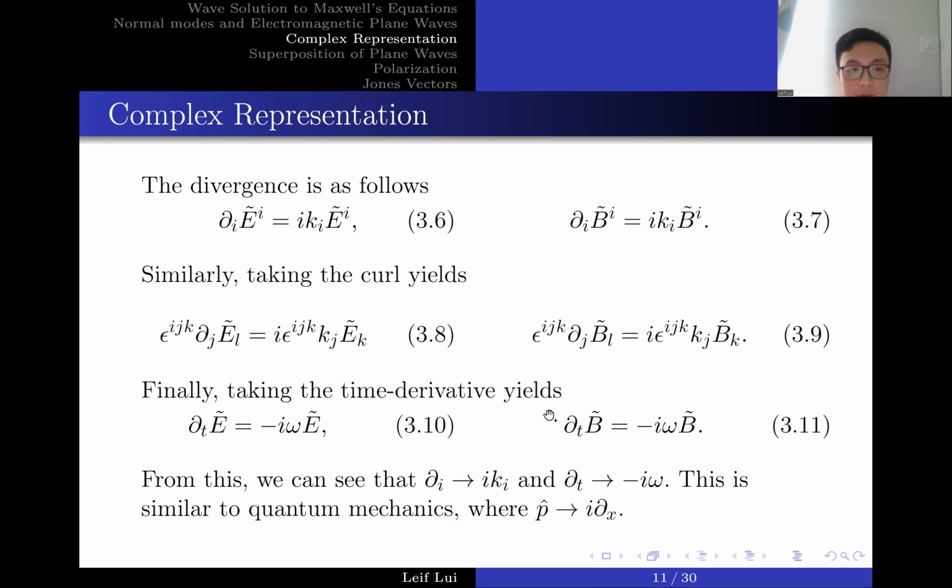Here, if we take the time derivative of the electric field, this yields negative i times the frequency. And if we take the time derivative of the magnetic field, we get negative i times the frequency of the magnetic field. So what does this imply? We can see that the partial derivative with respect to the space variable yields i times the wave vector, and the partial derivative with respect to time yields minus i times omega.